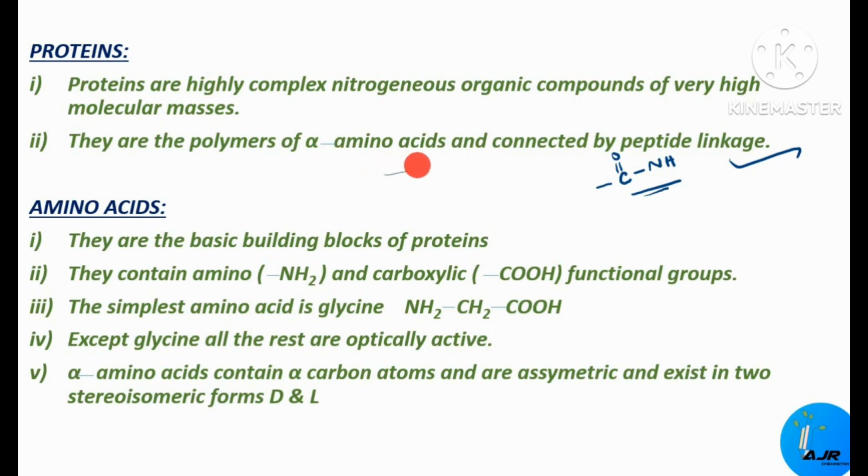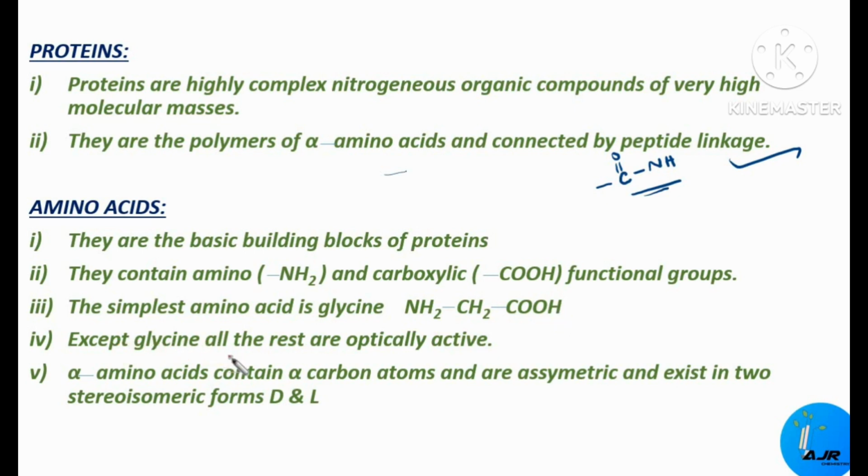So what are amino acids then? These amino acids are the building blocks of protein. They are the basic building blocks of proteins. They contain the amino group, NH2 group, and the carboxylic group, that is COOH. So these two functional groups are present in amino acids. The simplest amino acid is glycine, and its formula is NH2, CH2, COOH. Here we have both the functional groups, the NH2 group as well as the COOH group.